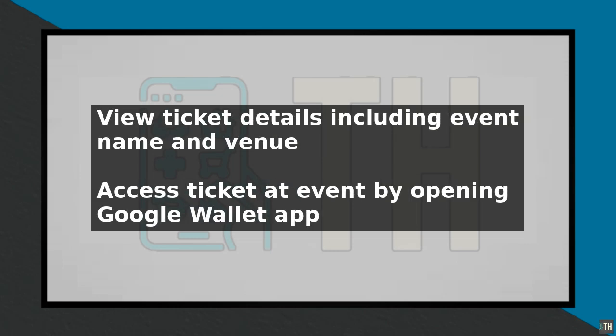Once the ticket is added to your Google Wallet, you can view the ticket details including the event name, date, time, and venue. You can also use Google Wallet to access your ticket at the event by opening the Google Wallet app and selecting the ticket you want to use.